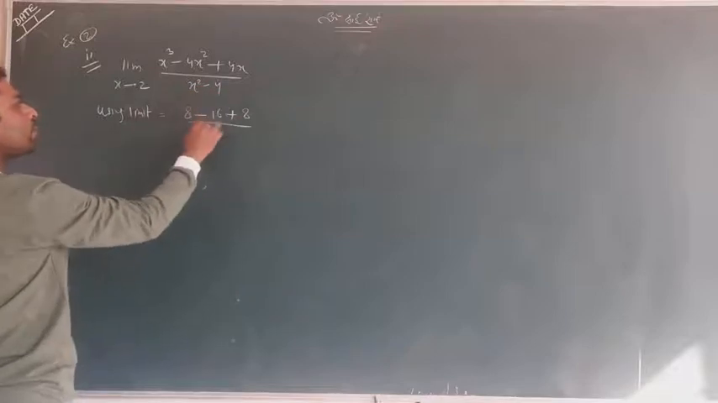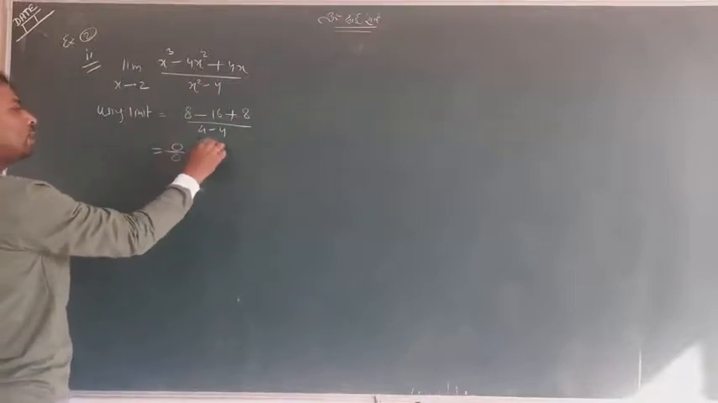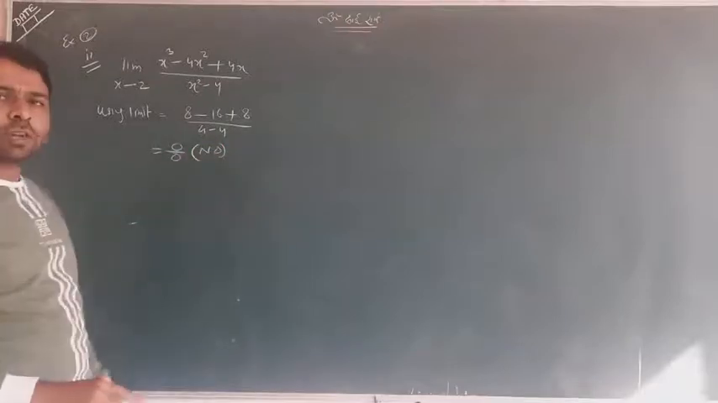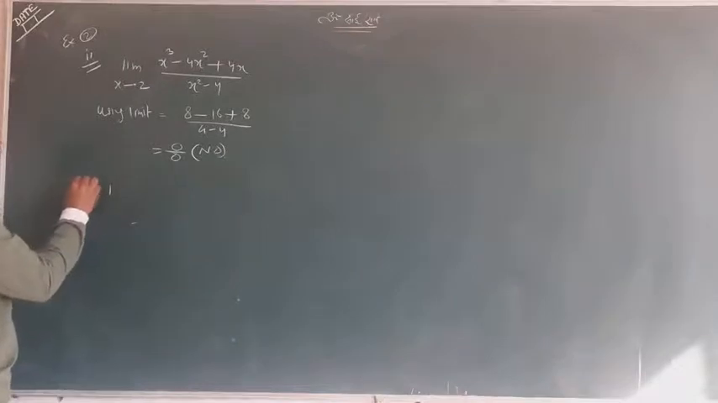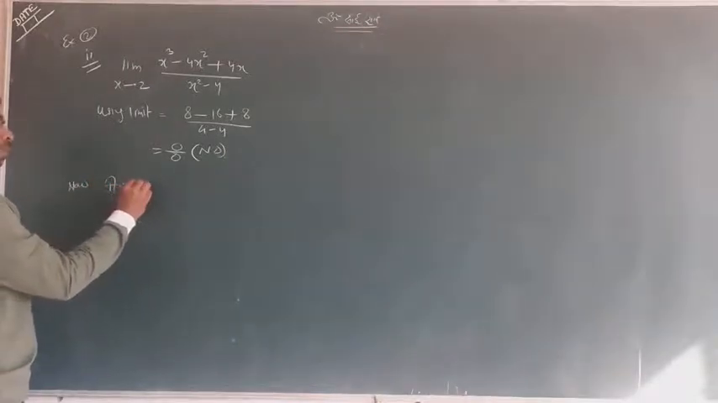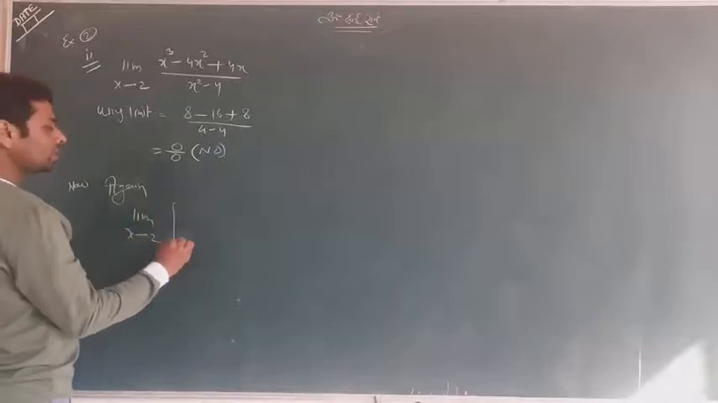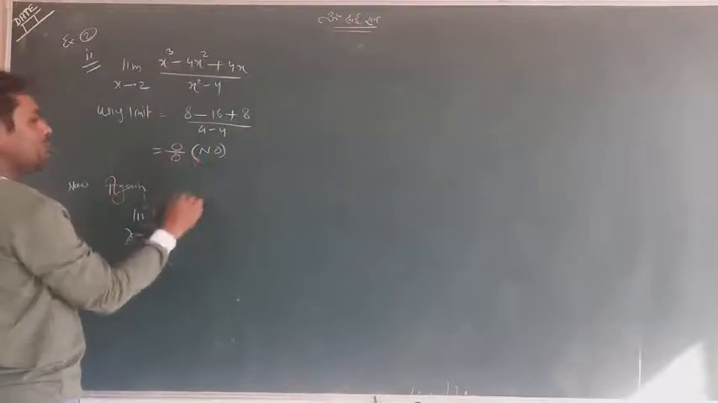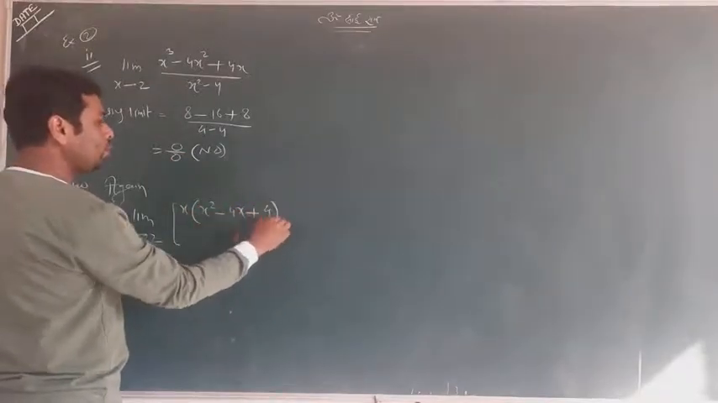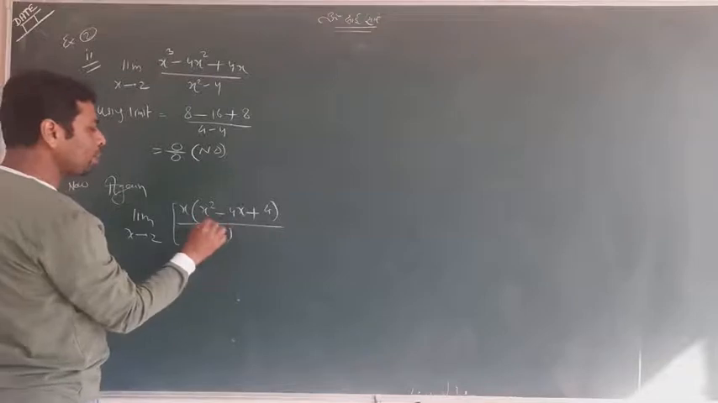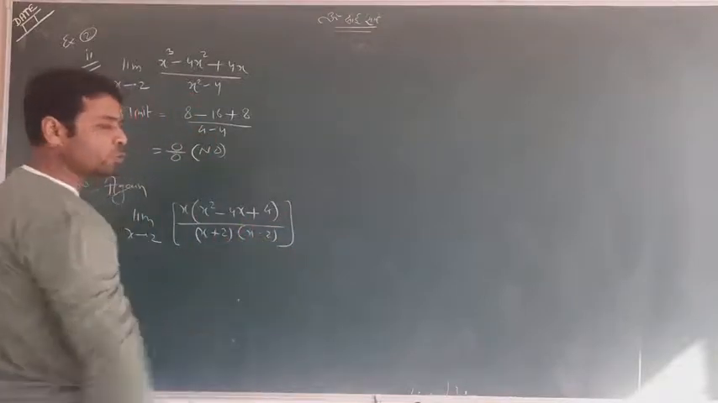2 to the 4 minus 4, 8 at 16 minus 16, not defined. And whenever it is not defined, you have to simplify the term. How can we simplify? Now again from the question, we have limit x tends to 2. I just want to take x common. It is x square minus 4x plus 4 upon x, and one can understand that it is x plus 2 and x minus 2.